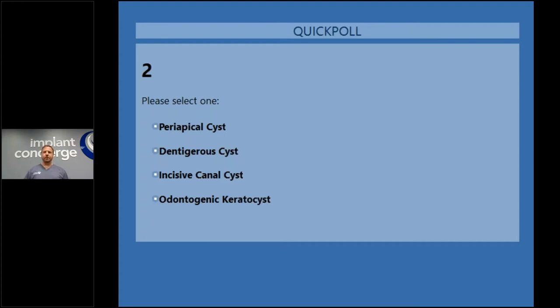And again, nice and round. The incisive canal appears interrupted. I know not everybody is familiar with the axial and coronal, but these are the best images that you can really get to get a good representation of what it is. Again, people are, all right, maybe I made this too easy. Yes, incisive canal cyst.